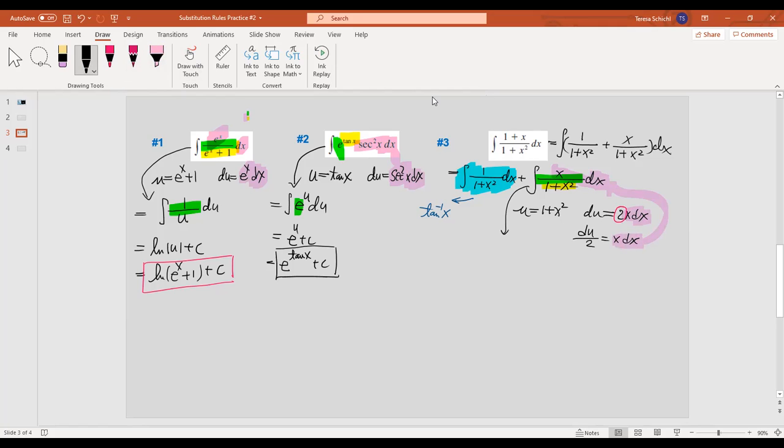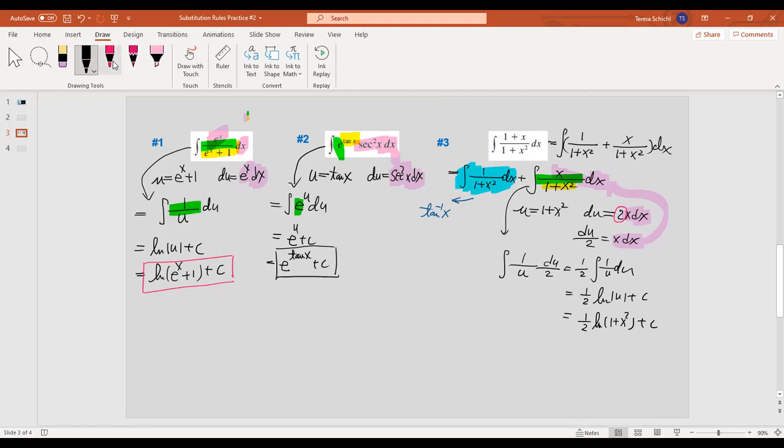Okay, so now let's see this one. How do I write it? In here, 1 plus x squared is u, right? Then x dx is du over 2. So then you can take the 1/2 out. So this is 1 over u du. So what is the integral of 1 over u du? This is natural log u plus c, correct? Then you substitute back. So it is natural log 1 plus x squared plus c.